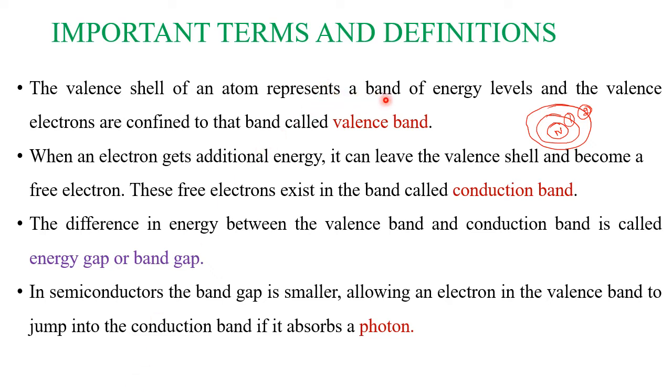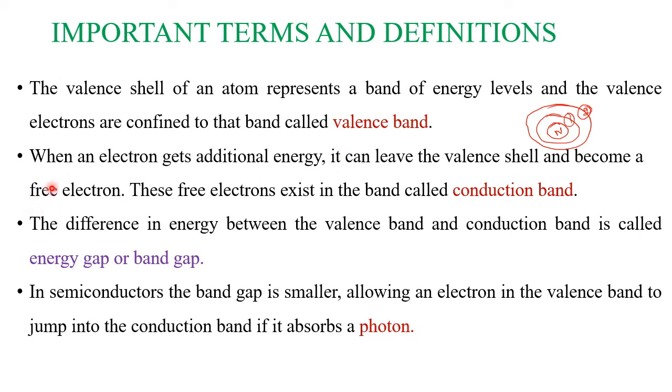The valence shell of an atom represents a band of energy levels. You see, the two is the valence shell and it represents some energy level, and it can also have some electrons, the valence electrons, that are confined to that band, called the valence band. So that is called the valence band. That means after this valence band there is no shell or there is no electron.